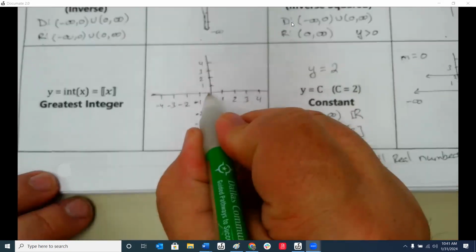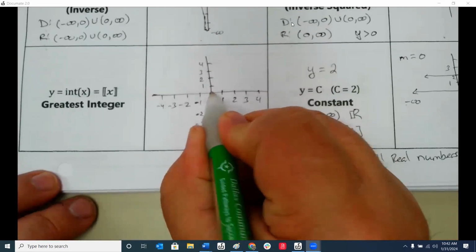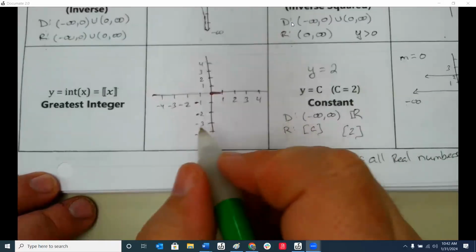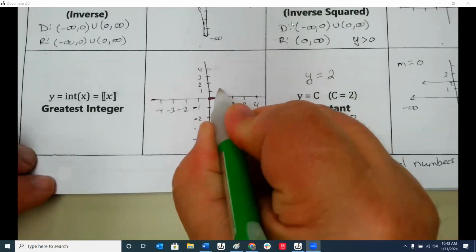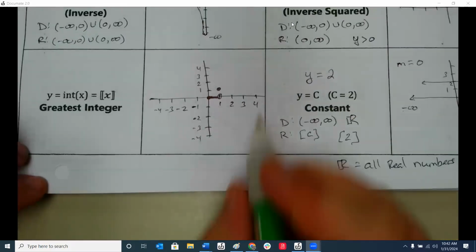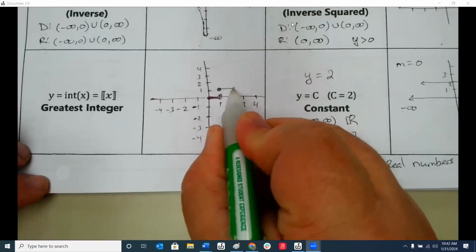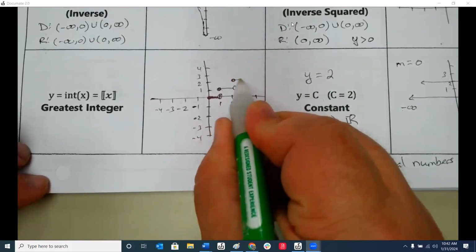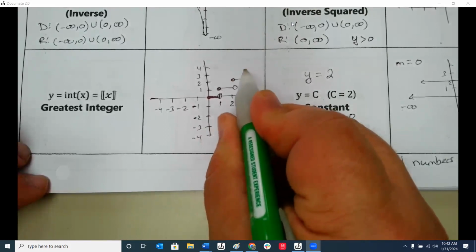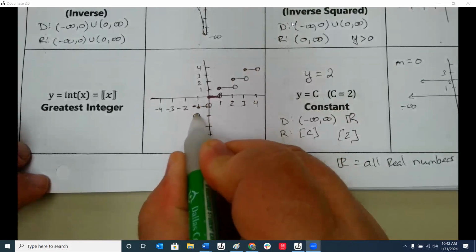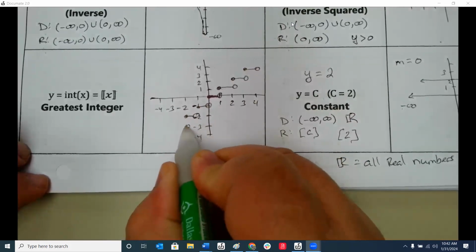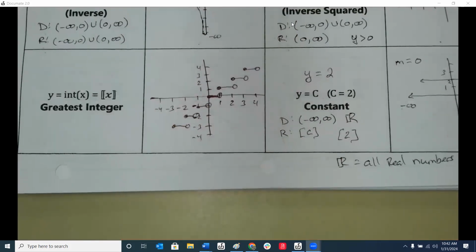So the way this one looks, if it's 0, it's 0. If it's 0.6, it's 0. If it's 0.8, it's 0. You can't have a 0.8 person. Up until you get to 1.0, then you have one person. And that person stays there until you get to 2. Then you have 2 people. That's what it looks like. It's a stair-stepper function.